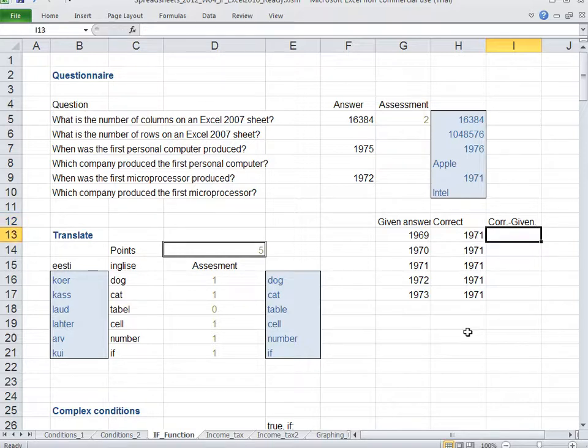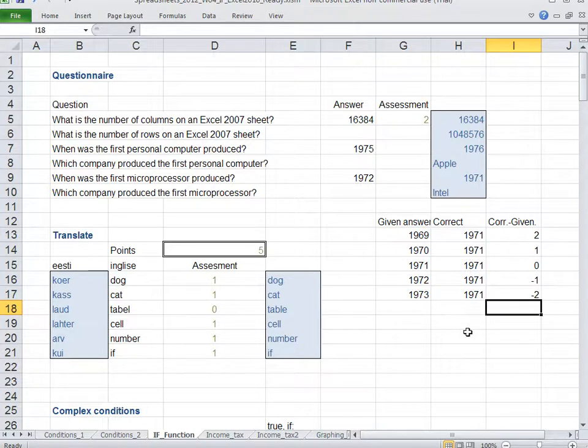So we do the subtraction. The first case in which the given answer is 69, this result would be 2. If the given answer is 1970, correct minus given will result in 1. If it's exactly the correct answer, the result will be 0, the result of subtraction between the two answers. If it's over the correct number of years, it's going to be actually -1, and if it's even more over, it's going to be -2, this subtraction.